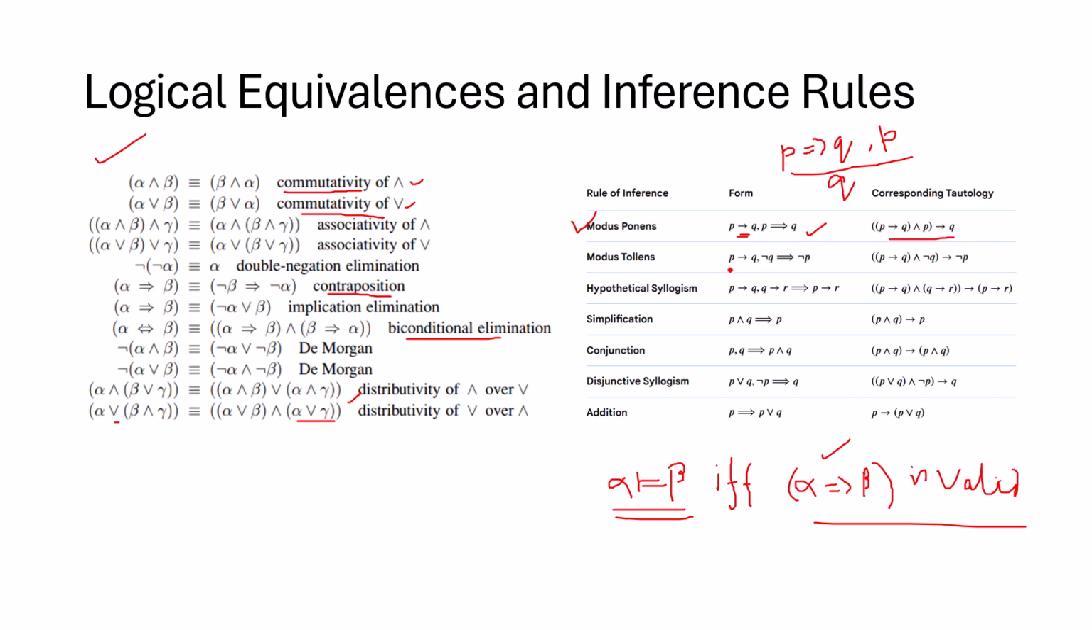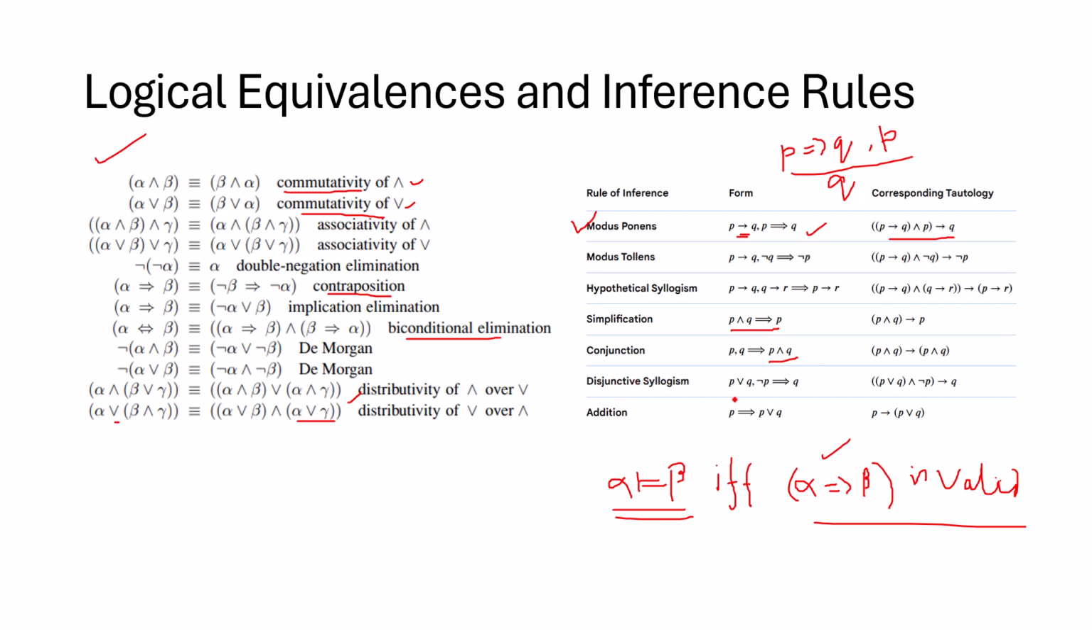Modus Tollens is another rule, which says if P implies Q and Q is known to be false, that means P is also false. Hypothetical syllogism is P implies Q and Q implies R, so P implies R. It's like transitivity. Simplification: P and Q means P, because both are true. Conjunction: P comma Q can be written as P and Q. I mean, both P and Q are true, so you can write P and Q.